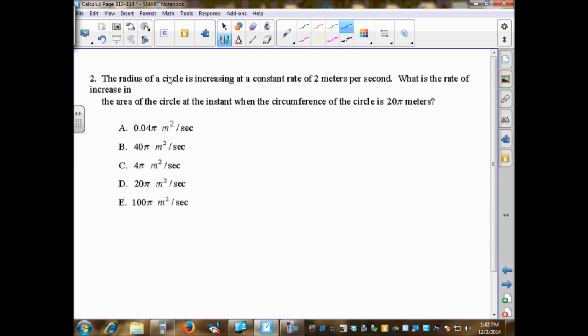Okay, number 2 is a related rate. It deals with radius of a circle is increasing at a constant rate of 2 meters per second. In calculus, we would say that is the change in radius over time equals 2, and that will be a positive 2 because they did say it's increasing. They want to know the rate of increase in the area. So they want to know dA over dt.